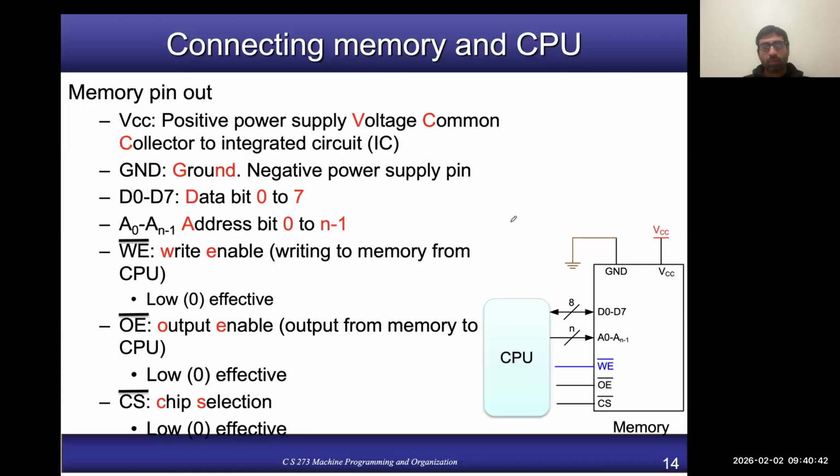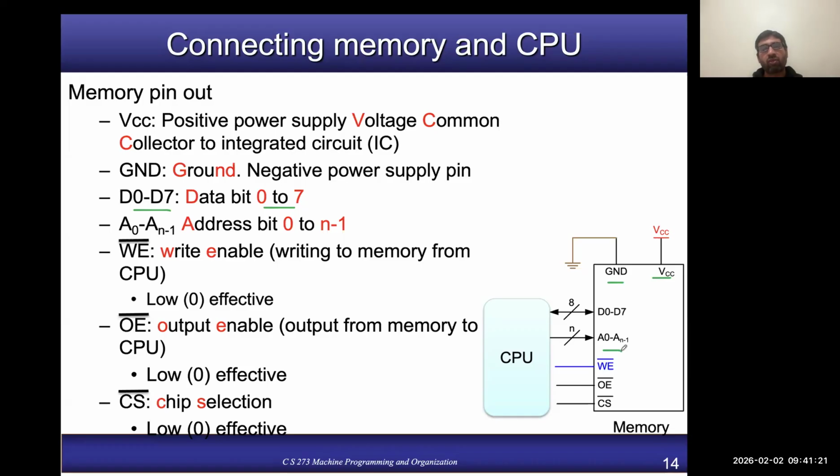Okay, so actually this is the same thing which I have explained to you in the previous slide, but let me just read it for you. So the memory pin out. VCC is your positive power supply voltage, common collector to the integrated circuit. So you always connect this with the power supply. This is ground. D0 to D7 is your data bits, 0 to 7, right? Address bus, address bit 0 to n minus 1. It definitely changes depending upon the size of the memory and the organization of the memory. So in the previous example, we had 128 cross 4.